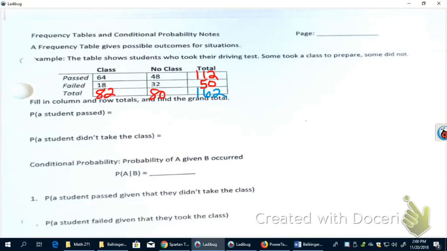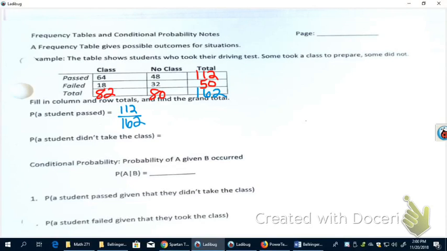So, the probability that a student passed, we're talking about of everybody in the whole entire study, how many people passed and what's the probability that you would pass. So, what's the number of people that passed total? 112. What's the total number of people that we're looking at in the study? Questions about that?